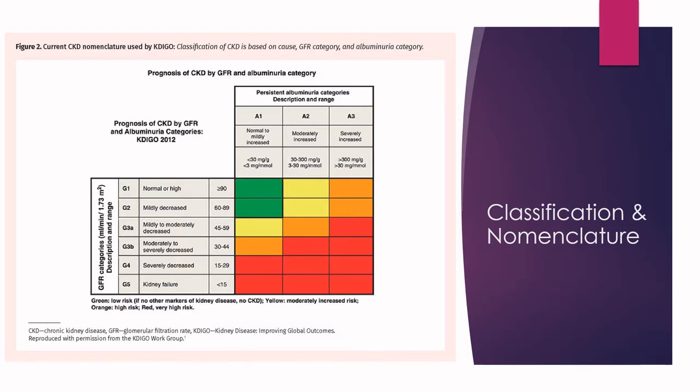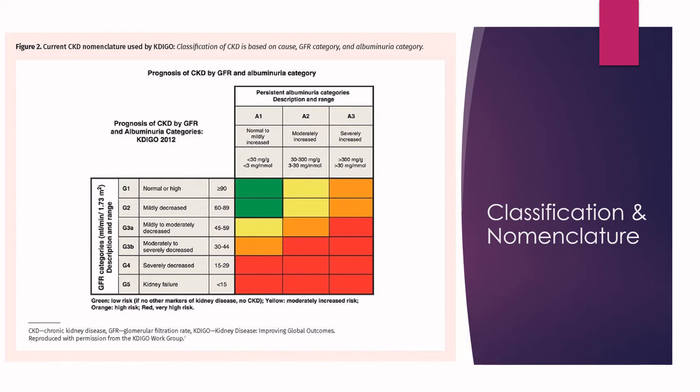So let's talk about the classification and nomenclature of CKD. This is the current nomenclature used by KDIGO. The classification is based on GFR and albuminuria. There are 5 GFR categories. Stage 1 is a GFR of greater than or equal to 90. Stage 2 is a GFR between 60 and 89. Stage 3A is a GFR between 45 and 59. Stage 3B is a GFR between 30 to 44. Stage 4 is a GFR between 15 and 29. And Stage 5 is a GFR of less than 15.